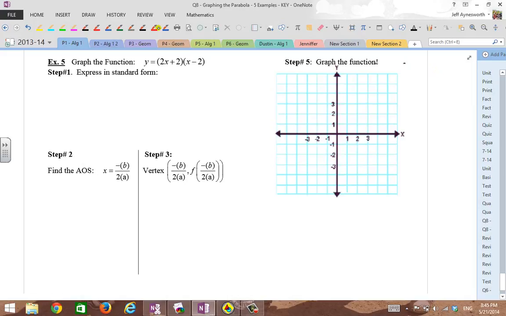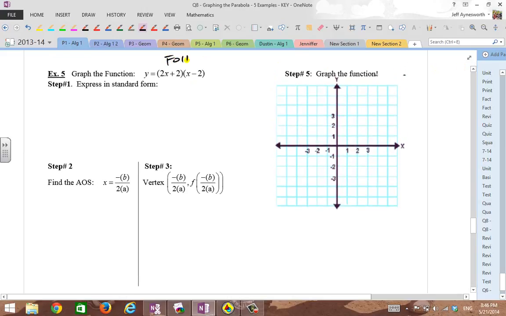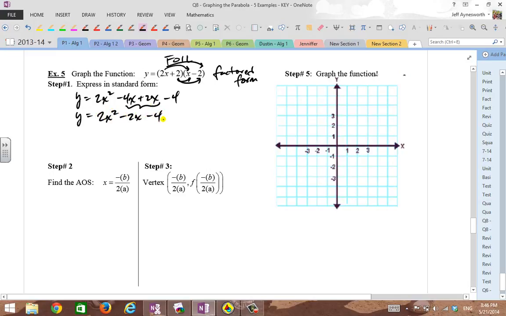All right, number 5. Let's do it. We've got to express it in standard form, so that means we have to use FOIL here, as you guys saw me do in the first lesson, because this is in factored form, and I need to express it in standard form. So we've got to multiply. 2x times x is 2x squared. 2x times negative 2 is negative 4x. 2 times x is plus 2x. And 2 times negative 2 is negative 4. Collect like terms. I get 2x squared minus 2x minus 4.